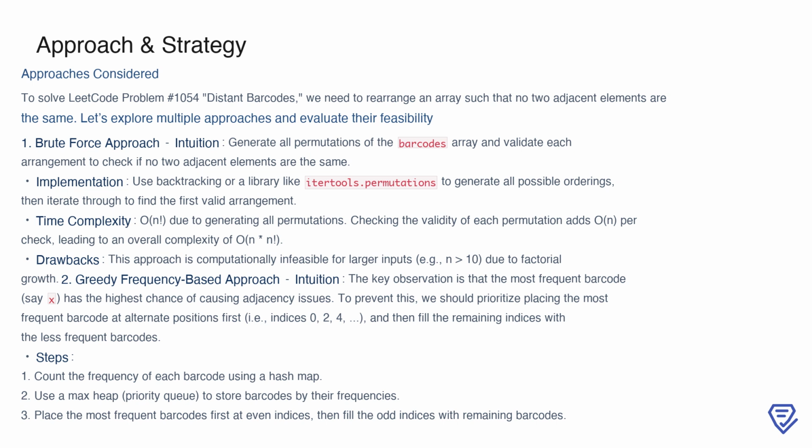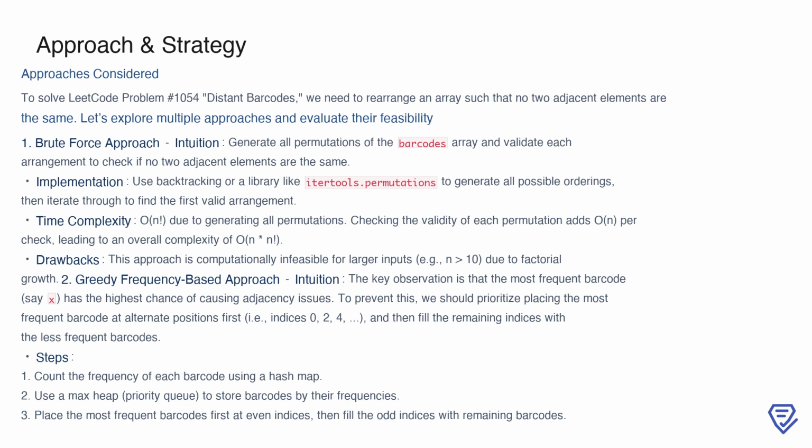To solve the problem of rearranging barcodes so that no two adjacent elements are the same, we can consider multiple approaches, each with its own trade-offs. The first approach is a brute force method. Here, the intuition is to generate all possible permutations of the given barcodes and verify which ones meet the condition of no two adjacent elements being identical. This could be implemented with backtracking or by leveraging a library like itertools.permutations. However, the time complexity for this approach is factorial, O(n!), since we're generating all permutations. Additionally, validating each arrangement adds O(n) per check, leading to an overall complexity of O(n * n!). Clearly, this method becomes impractical for larger inputs due to the exponential growth in computation time.